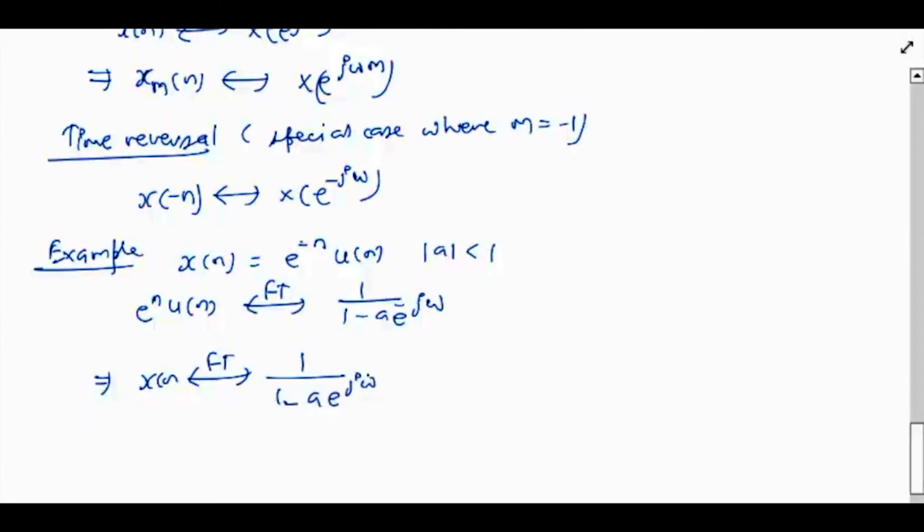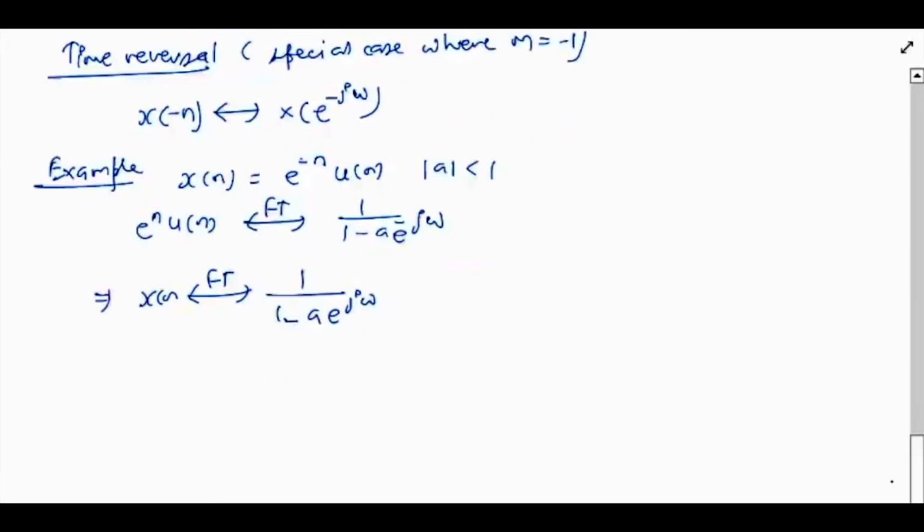After the time reversal property and the time expansion property, the next one is the linearity property. So number 3 is the linearity property.